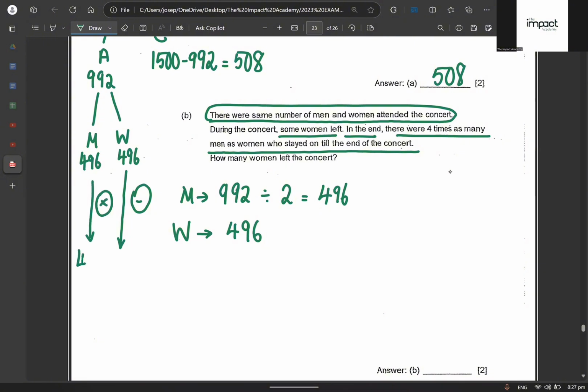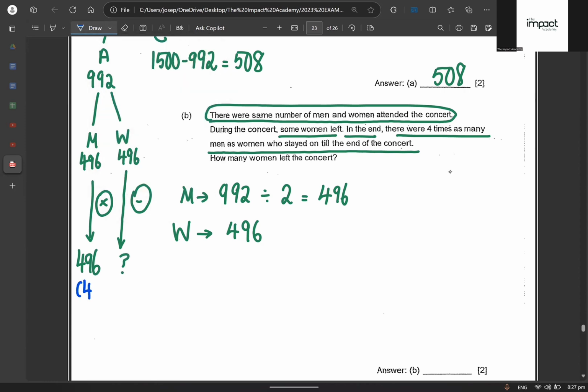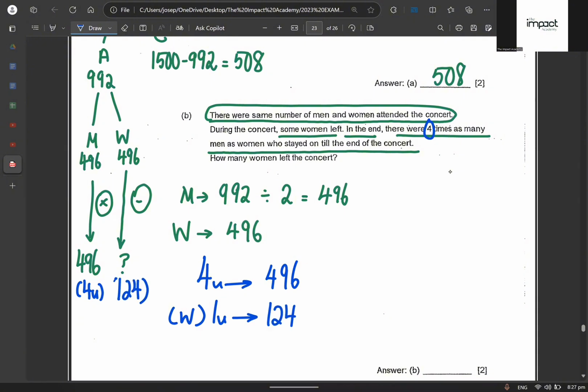No. And men is still 496. True? Women, I don't know. But I know that men is how many units over here? 4 units. Very good. So we say 4 units is 496, right? Divided by 4. Very good. 1 unit is the women. Divided by 3. Why? Because you see 4 times, then you want to divide by 3. All right, over here, women is 124. Are you understanding?